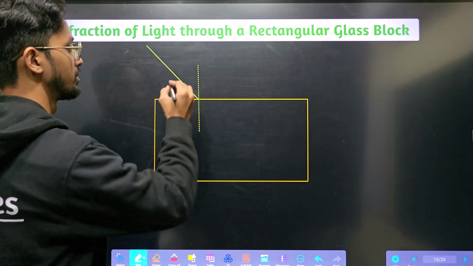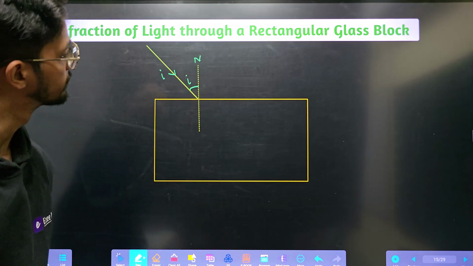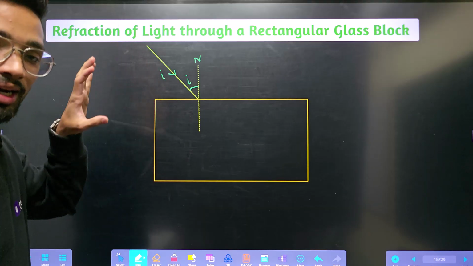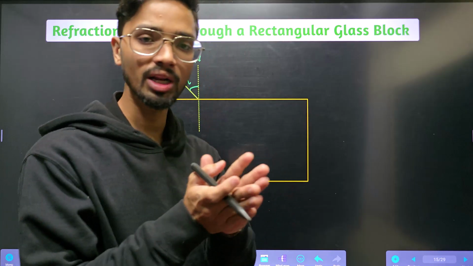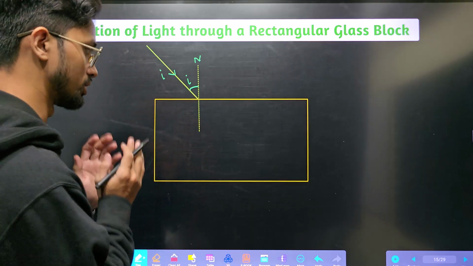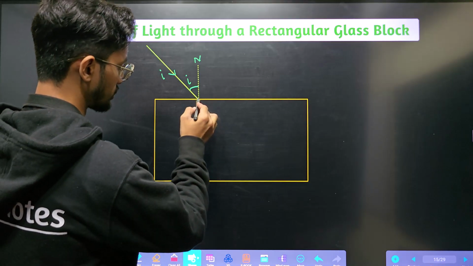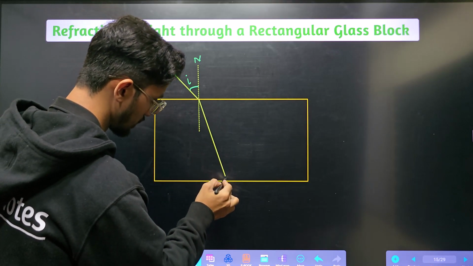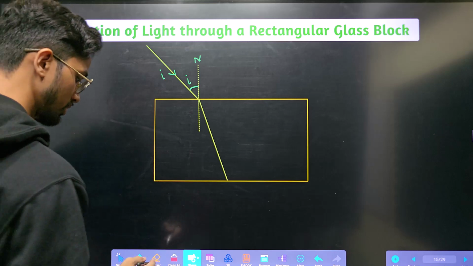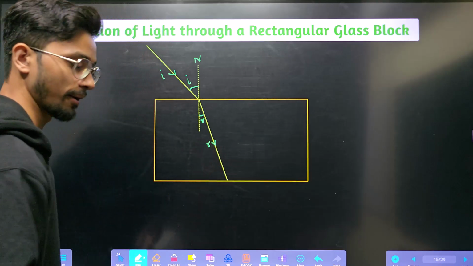This is the incident ray and this will be the angle of incidence. Now the outer surface is air, inner surface is glass, so it is going from rarer to denser. Will it bend towards normal or away from normal? It will bend towards normal. While going from rarer to denser, it bends towards normal. So this is the angle of refraction and this is the refracted ray.